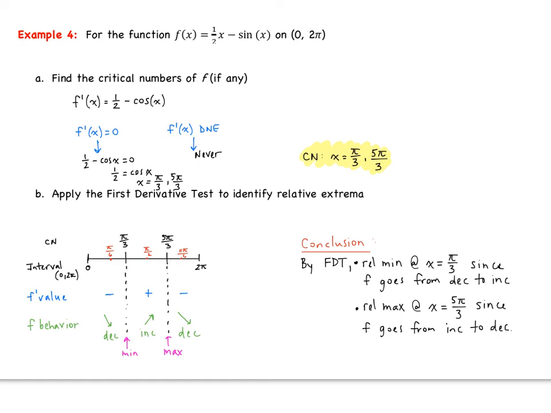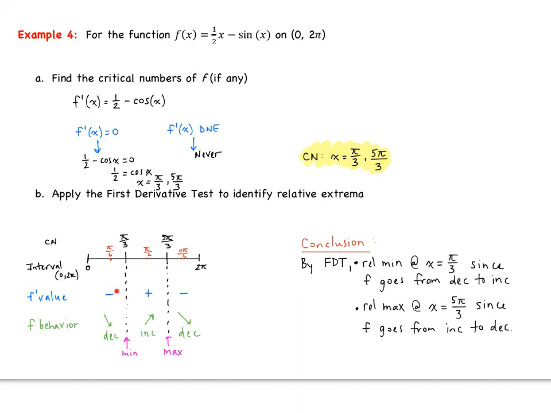Since there were two critical numbers, and we're on our interval from 0 to 2 pi, we end up having three intervals that we need to check for f prime. So I chose pi over 6 to plug in for f prime in this interval, and I got a negative value. When I tested pi over 2 into f prime, I got a positive value. When I tested 11 pi over 6 into f prime, I got another negative value.